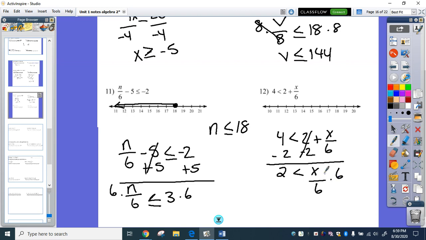So we'll multiply both sides by 6 to get rid of the division. So we have 12 is less than x, but if we want to write this so we're ready to graph it, we will have x is greater than 12. See, we're going to flip the whole thing backwards. So 12, open circle, because it's not an or equal to, and greater than shades to the right.